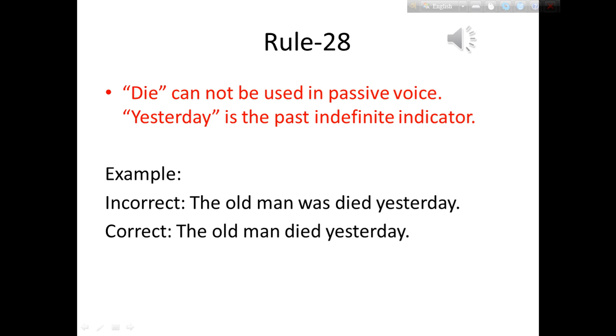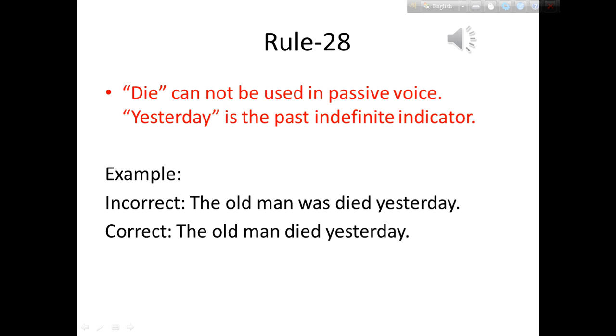Rule 28. It is about the word die. Die cannot be used in passive voice because it is a natural process when someone dies, and no one can make somebody die. If someone does so, another word will be used, that is kill. So die cannot be used in passive voice.